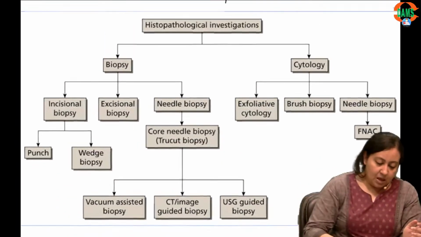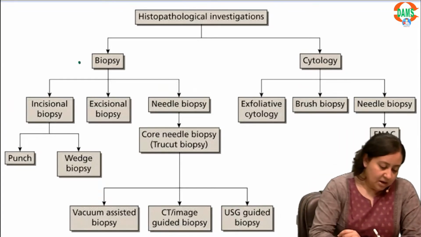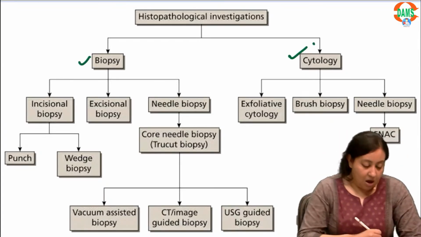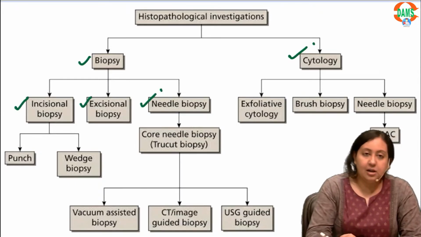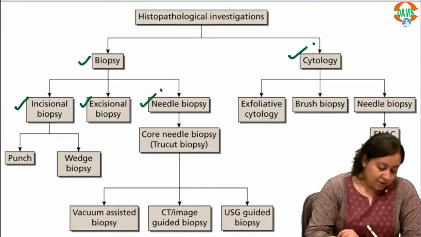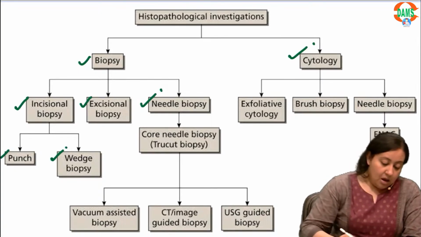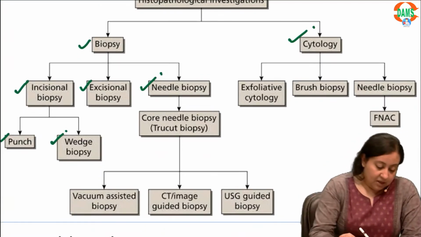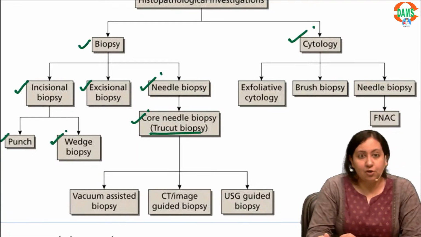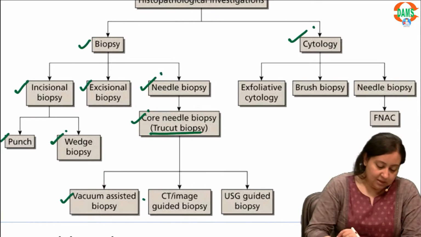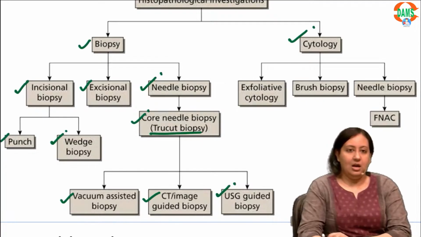Now, your histopathological investigations are divided into biopsy and cytology. Under biopsy, we have incisional biopsy, excisional biopsy, and needle biopsy. Under incisional biopsy, we have punch and wedge biopsy. Under needle biopsy, we have core needle biopsy, which is your true cut biopsy, which is further of three types: vacuum assisted, CT or image guided, or USG, that is ultrasonography guided.